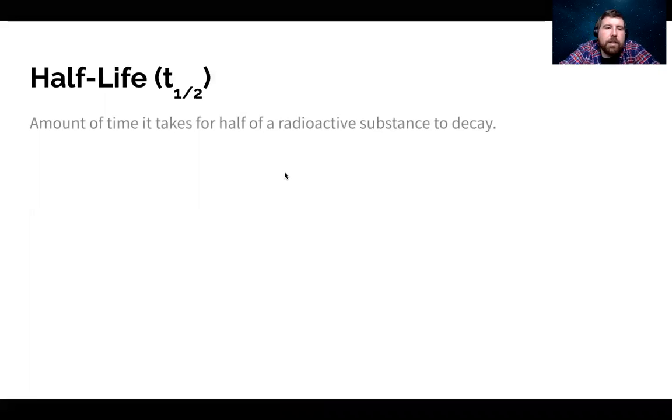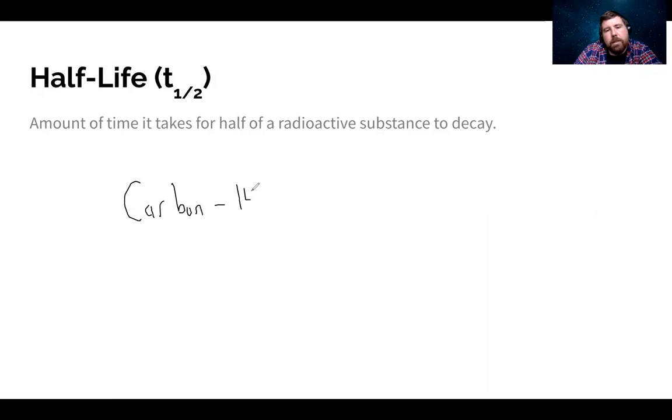Half-life is referring to the amount of time it takes for half of a radioactive substance to decay. This is a very specific and constant value. For example, carbon-14 has a half-life, T1/2, this is the symbol for it, of 5,730-ish years. Sometimes you see 5,715, depending on the textbook, right around here, years.